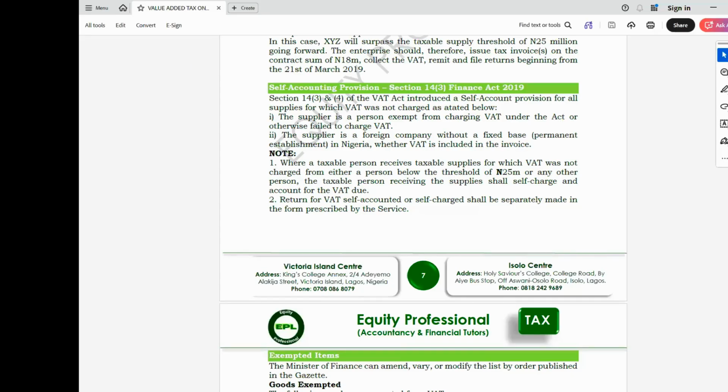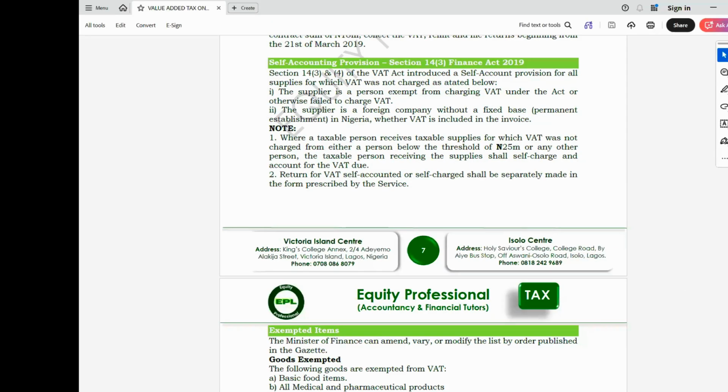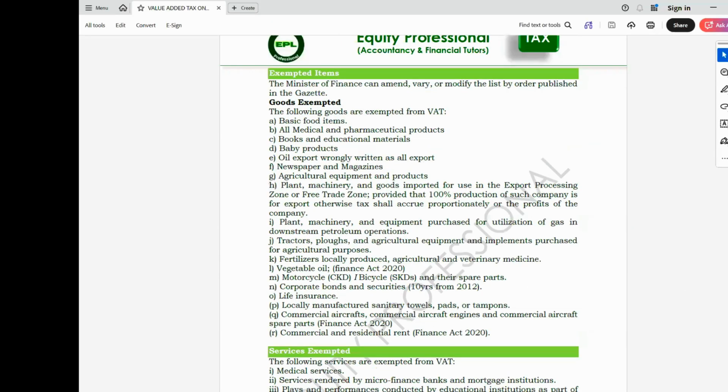So also, it is not all activities that are liable to value added tax. There are some transactions that are exempted. So these exempted items are friends of ICAN. Please, there is no time ICAN will set a question on value added tax without asking you about exempted items.